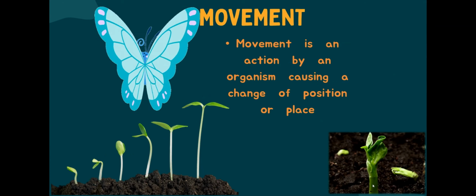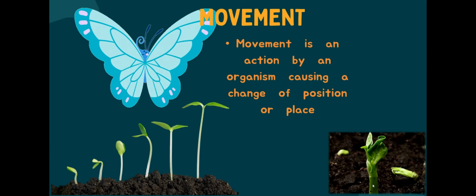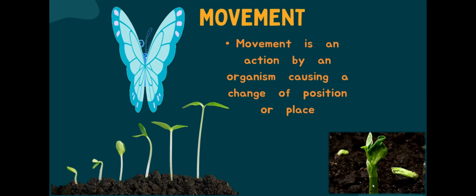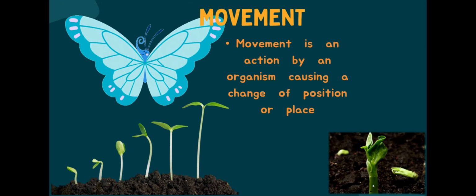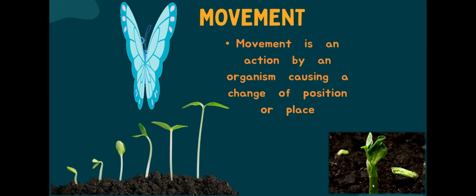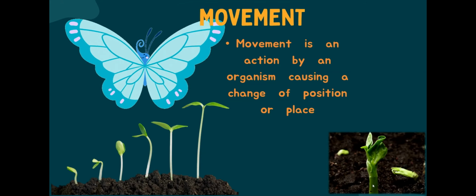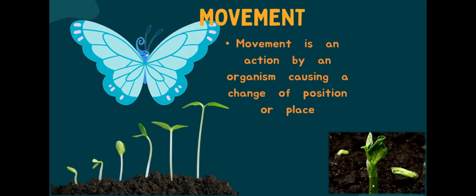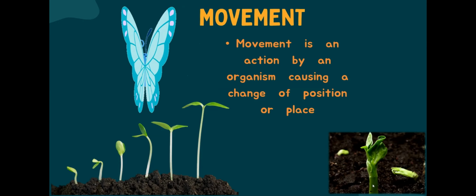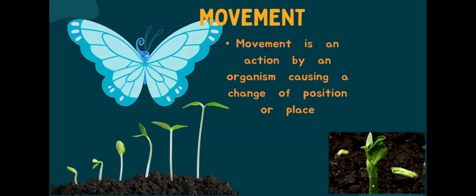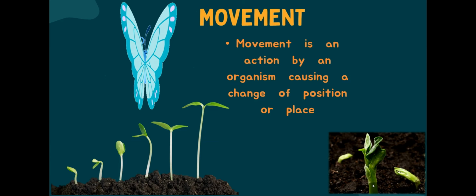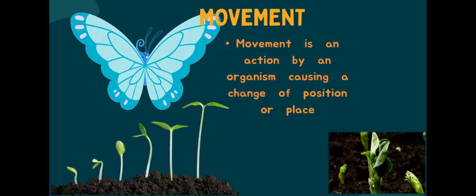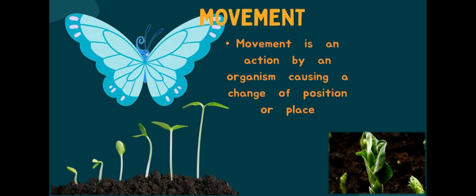First of all is movement. Movement is an action all living organisms must do to stay alive and survive within their ecosystem. All living organisms, especially humans and animals, move from one place to another, searching for food, water, and shelter. Even plants can move upward or downward within their position in the same place where they are.